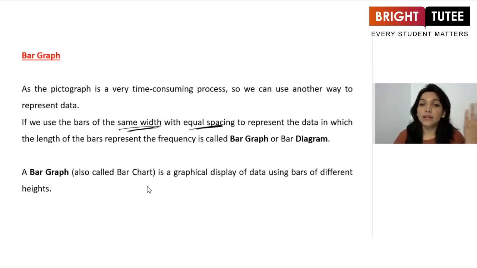Okay, in the higher class you will learn why these widths need to be equal, how we can put unequal widths for these bars, why the spacing needs to be equal, and how we can use unequal spacing. This is something very complex that you might learn in your higher class. For now, it's very simple to learn about these simple bar graphs. So we can also say that a bar graph, or we can sometimes call it a bar chart, is a graphical display of data using bars of different heights.